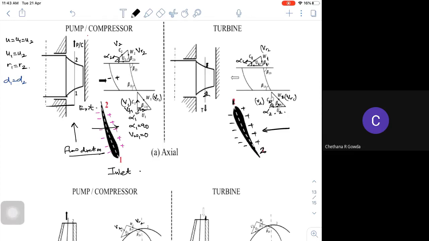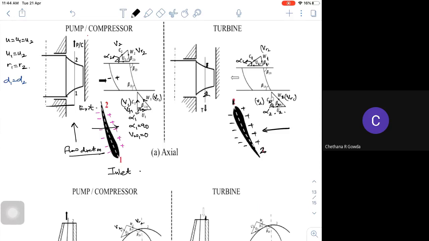So I'll be getting my U, and VR you can get automatically from the other rule, closing the triangle, because I need a minimum of 3 components of velocity, that is V, U and VR, to complete the velocity. Now look at this.